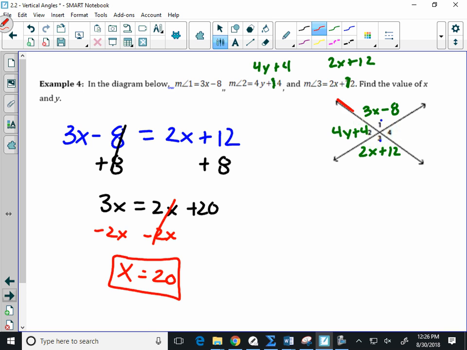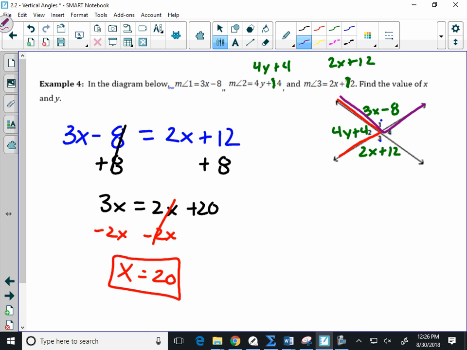that this angle right here, angle 2, and this angle right here, angle 1, were what? What kind of angles are those? They equal 180, they're a linear pair, they make a straight line. So if I add angle 2 and angle 1 together, I'm getting 180 degrees.